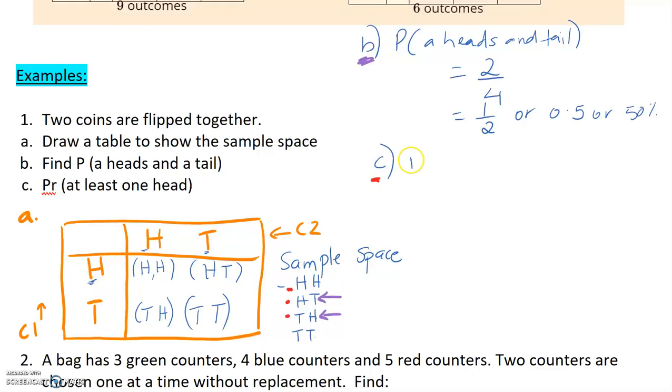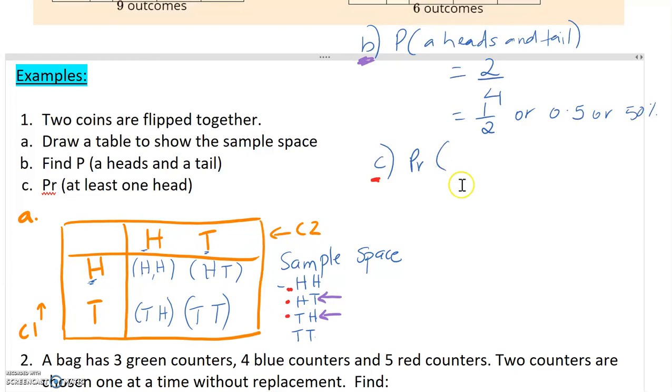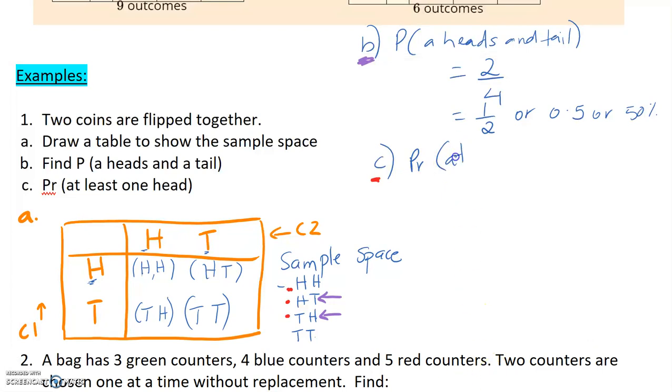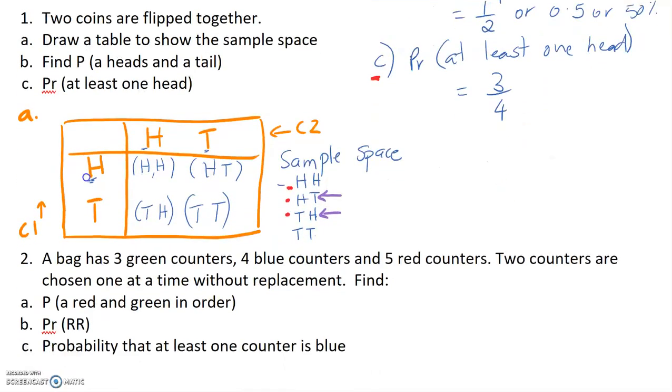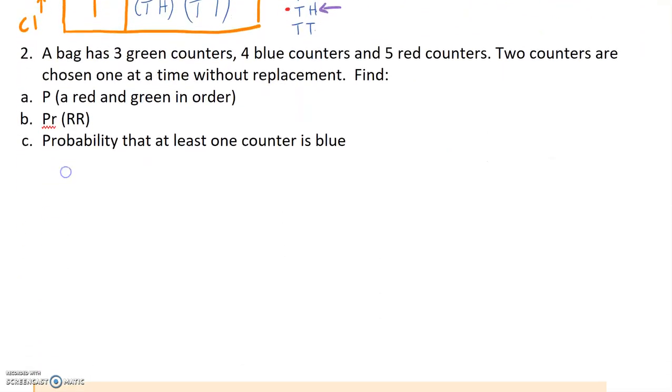So if you write this down, the probability, if you notice, I've used 2 ways of representing probability. One is just writing as P, or Pr with a lowercase r. Both of them are correct. So the probability of at least one head is equal to 3 out of a total of 4. So that's it. Okay, now let's move on and do the second example.